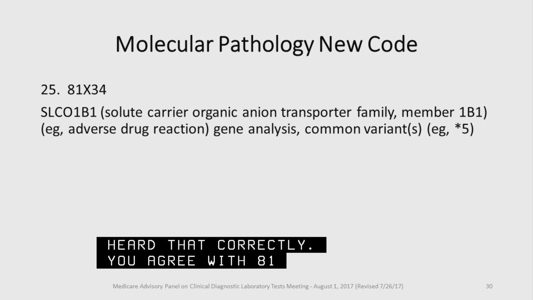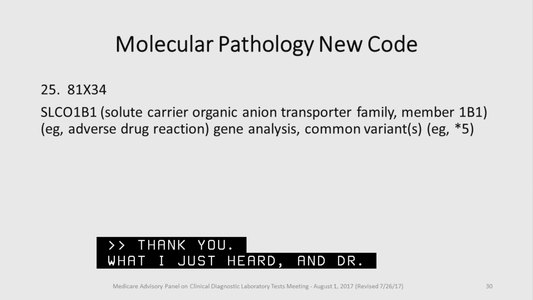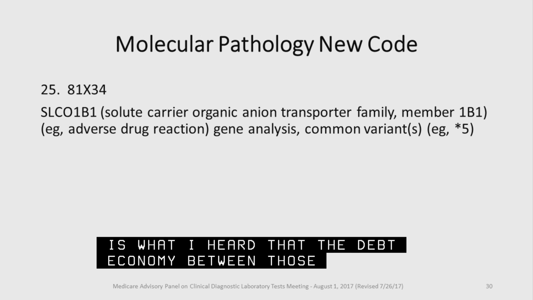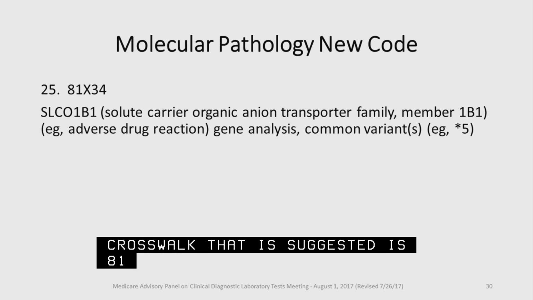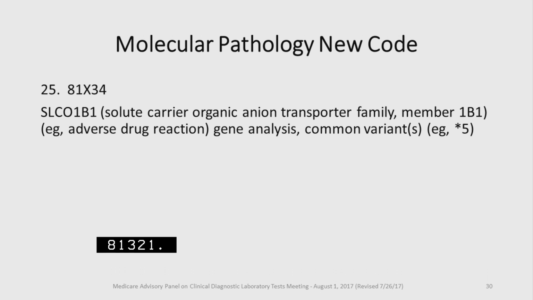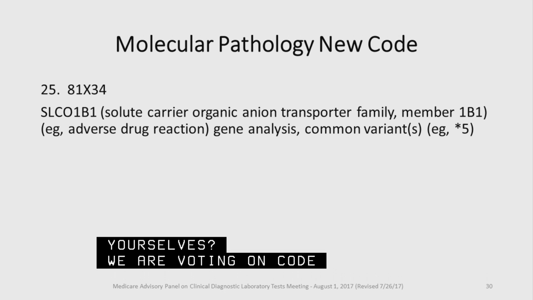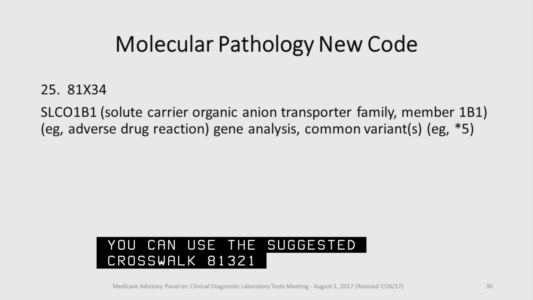So what I just heard, Dr. Pratt and Schoonmaker, correct me, is that the dichotomy between those two codes no longer exists. We have a consensus that the crosswalk that is suggested is 81321. Therefore, does the panel have any other questions for the presenters? Any discussion amongst yourselves? So we are voting on code 81X59, and the suggested crosswalk is 81321, and the suggestion for gap fill is also on the table. Please submit your ballots.